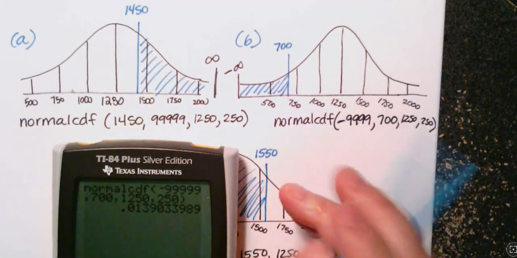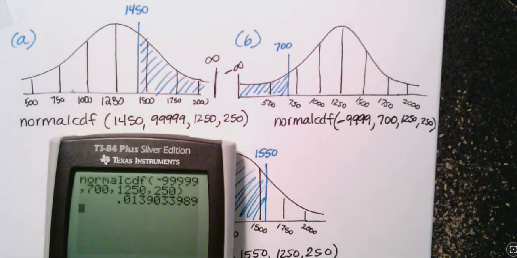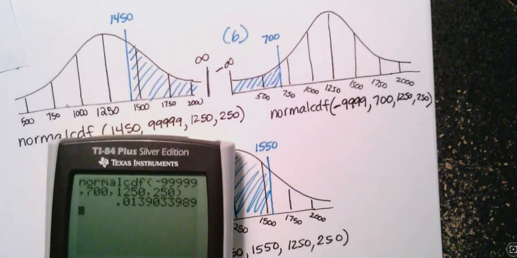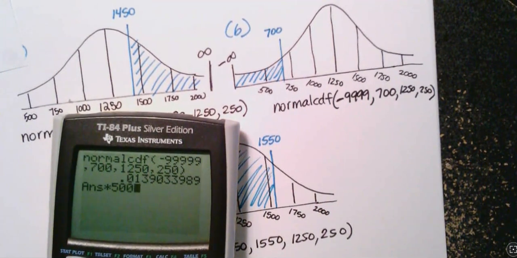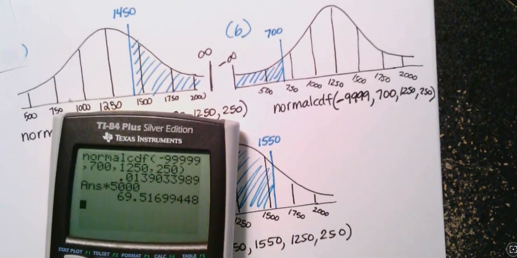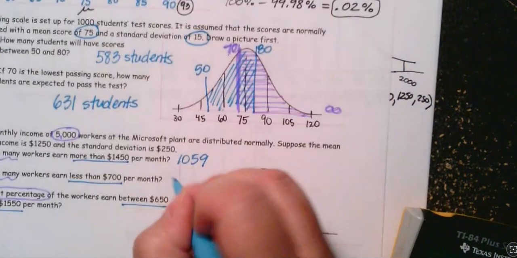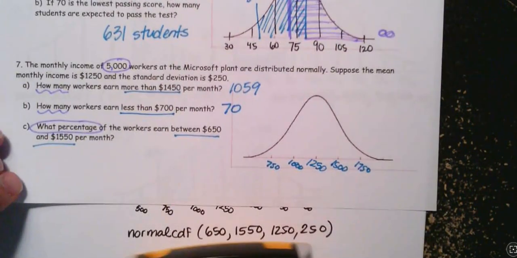All right? So if I want to know how many workers, I would take my 1.39% and change it back to a decimal, which it already is. So let's leave it like that and multiply times 5,000 and get 69.51, so about 70 workers. About 70 workers earn less than $700 per month.